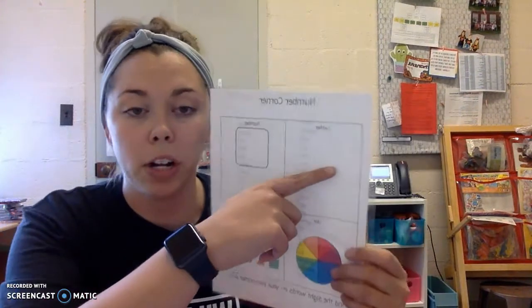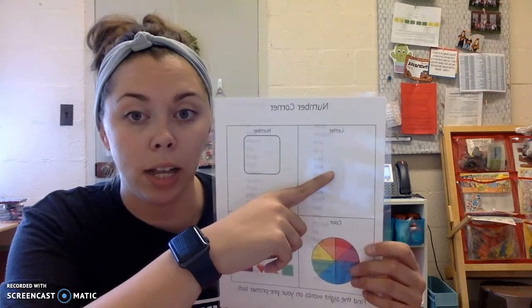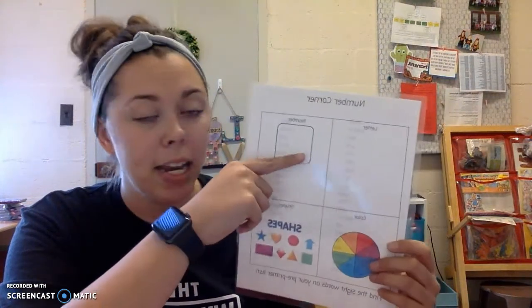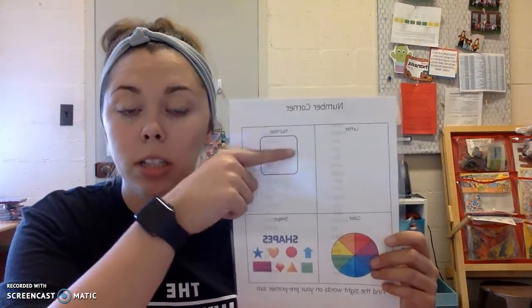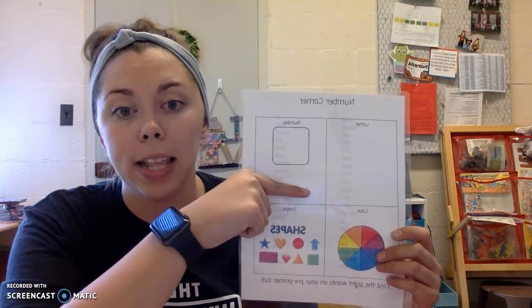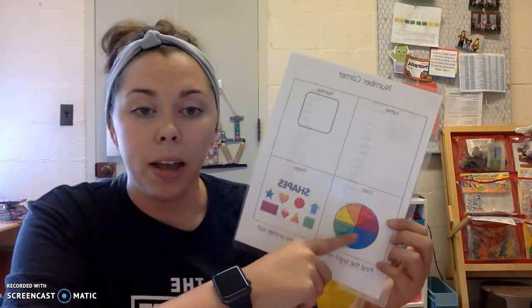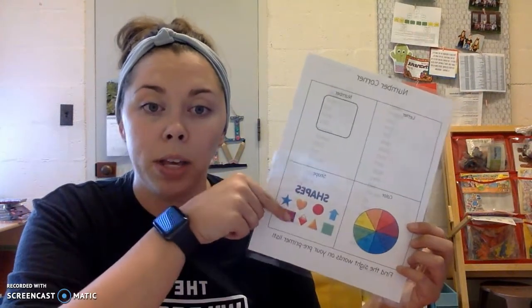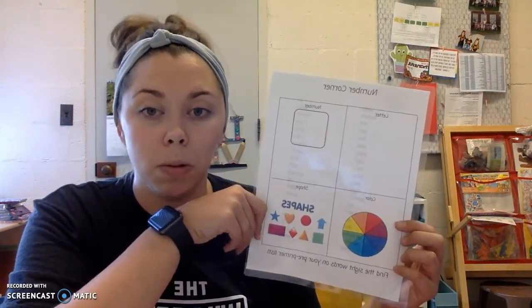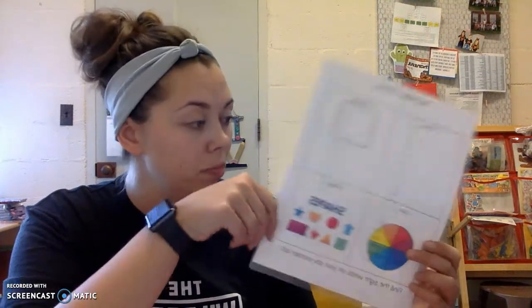And then the front has a space for your child to practice writing the letter, uppercase and lowercase, of whatever letter we're working on. And then here's a number section so they can draw the dots in the dice and then also try to write the number here. They can find the color that we're working on the color wheel and then see if they can find the shape that we're working on the shape chart.